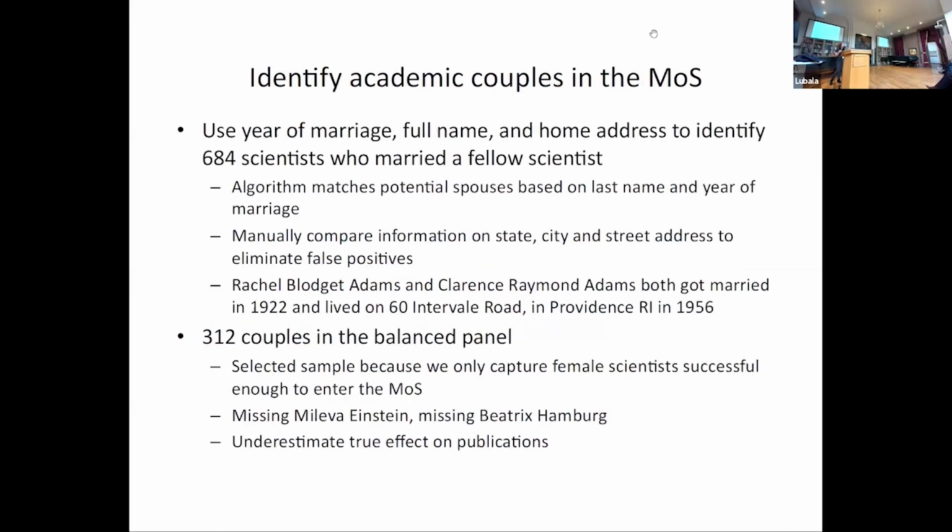And so here's one of these hilarious things where we did all kinds of really difficult text analysis to identify academic couples. And then I looked at Scott and I was like, Scott, we have their home address, don't we? And it was like, yeah. Well, let's just see whether they live together. So basically we tried to do a bunch of complicated stuff, and then we realized, actually, let's just look at whether they live in the same household because we have their street address. And by this, we had identified 684 scientists who married a fellow scientist. And so we have 312 couples in the balanced panel.